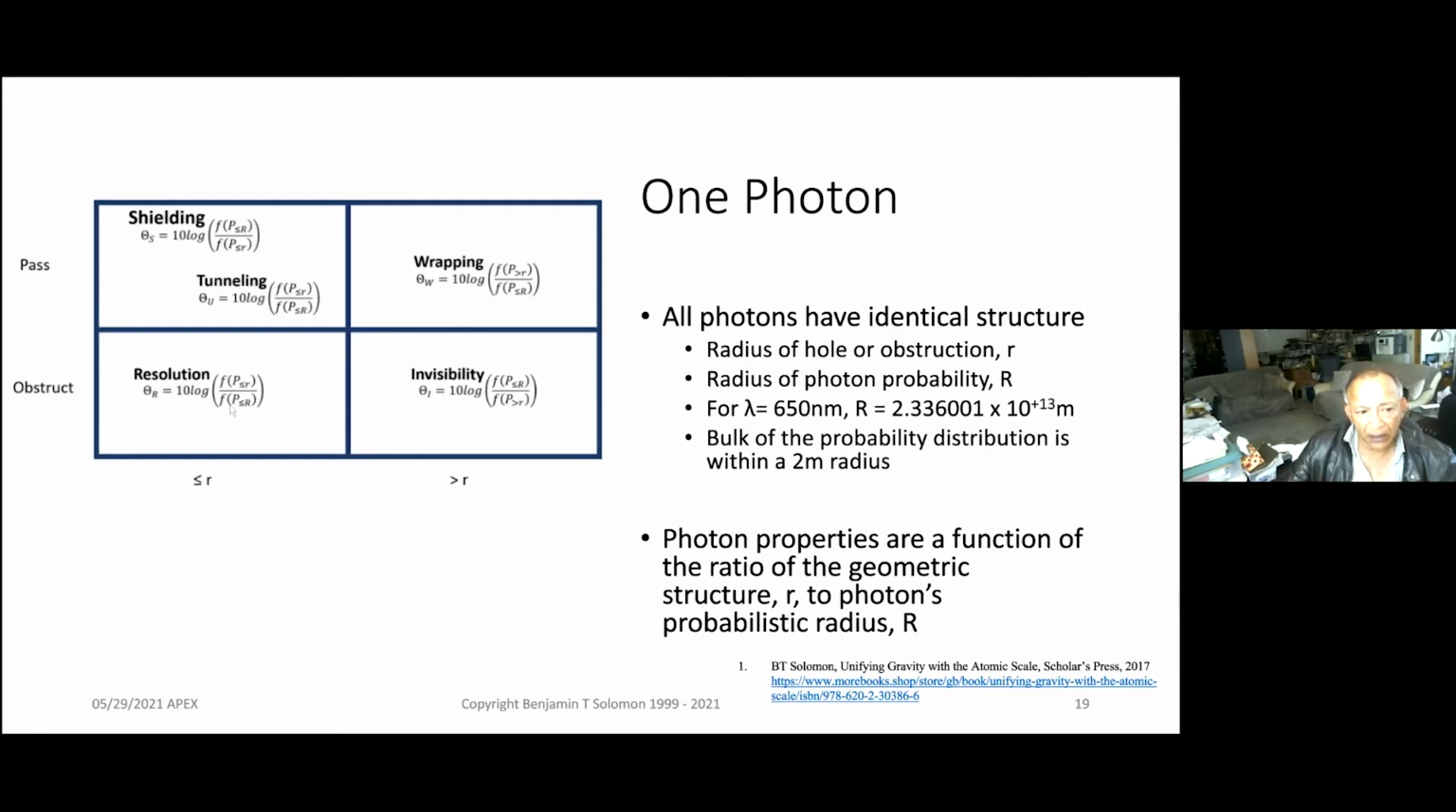So on this, similar to shielding is resolution. You have an object that obstructs and the wave comes across. Resolution basically means that the object is big enough compared to the wavelength that it reflects the photon back.